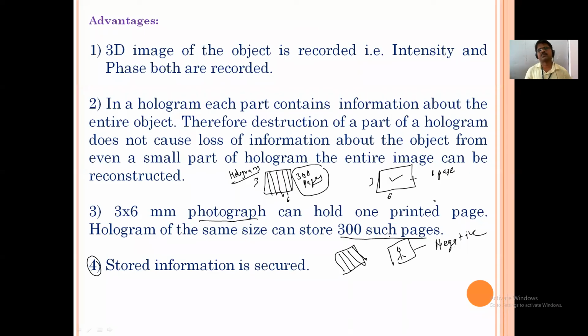3D image of the object is recorded, that is intensity and phase both are recorded. In a hologram, each part contains information about the entire object. Therefore, destruction of part of hologram does not cause loss of information about the object; from even a small part of hologram the entire image can be reconstructed. 3 into 6 mm photograph can hold one print page. Hologram of the same size can store 300 such pages. Stored information is secured. Okay, these are the advantages of holography as compared to ordinary photography.